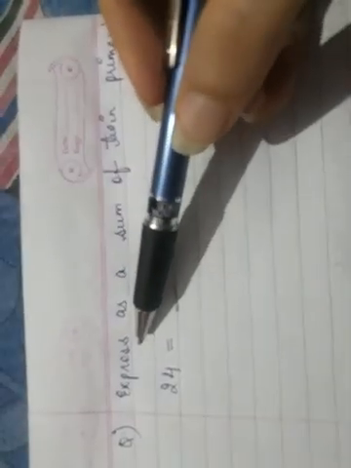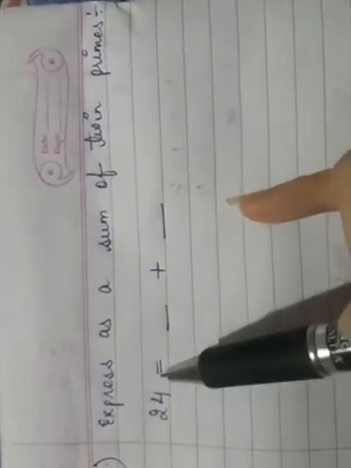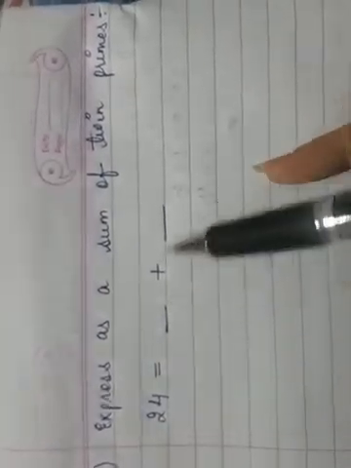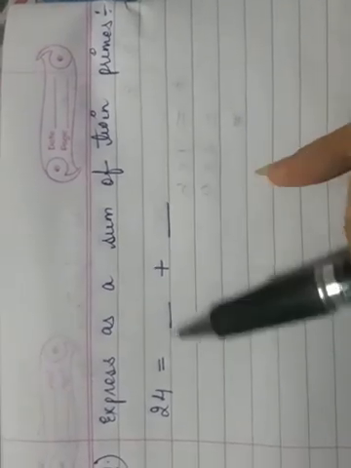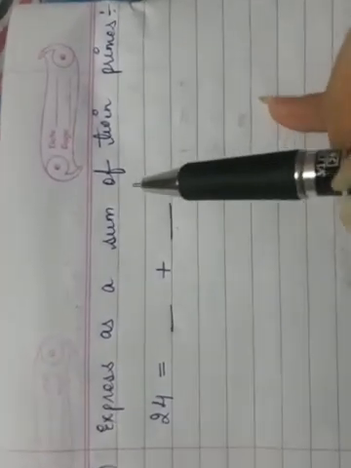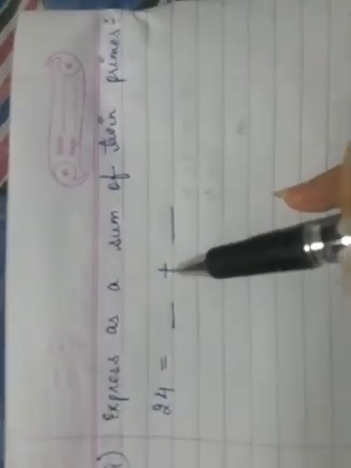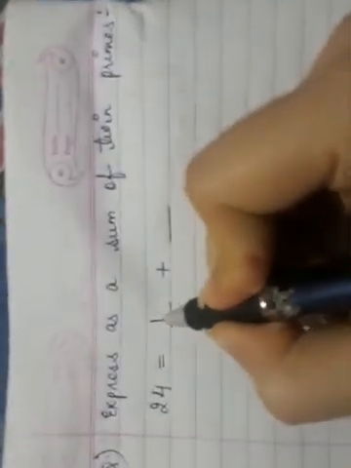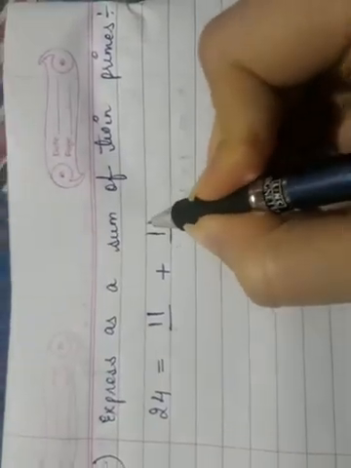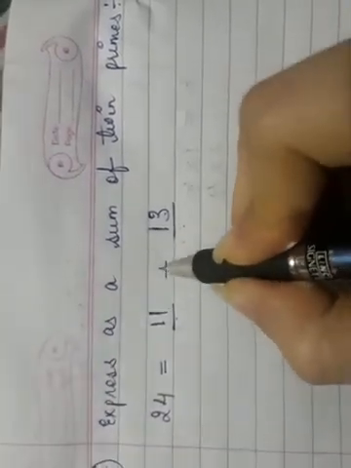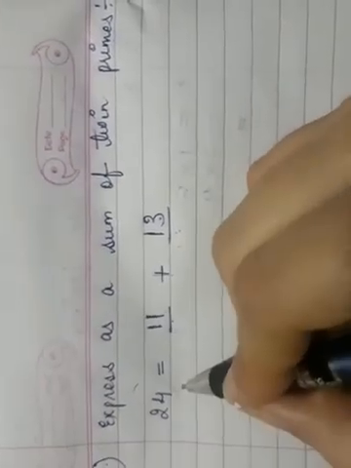Now the next question is express 24 as the sum of twin primes. You know that twin primes are prime numbers that differ by 2. So here you have to keep three things in your mind. First, the two numbers have to be prime numbers. Second, they both should differ by 2. And the third thing is that their sum has to be 24. So two prime numbers that I can take here are 11 and 13. Both are prime numbers and they differ by 2 also. Their difference is 2 and their sum is also 24.